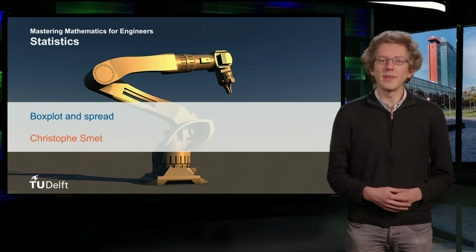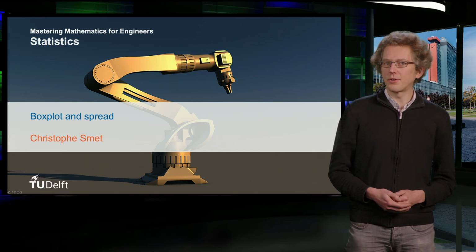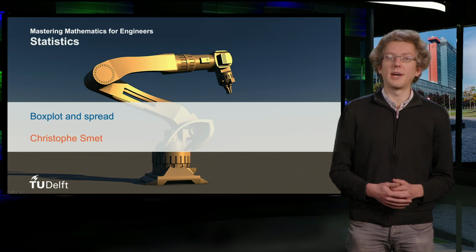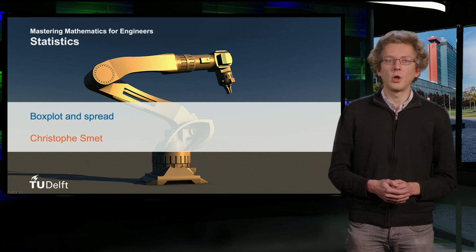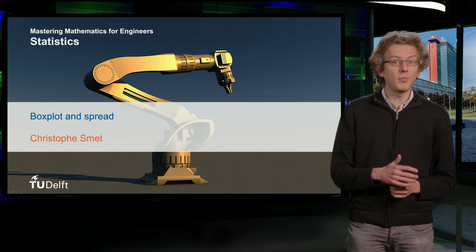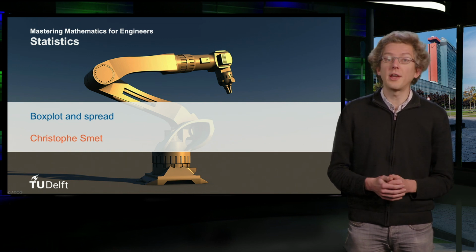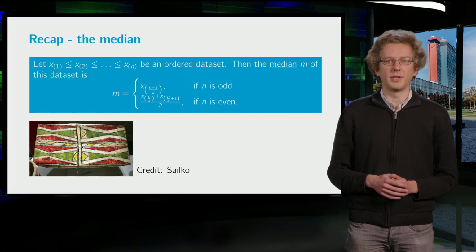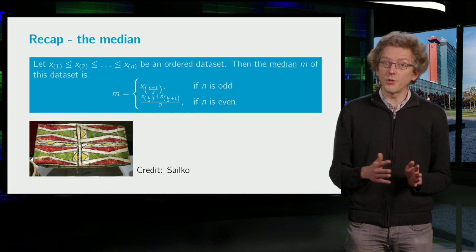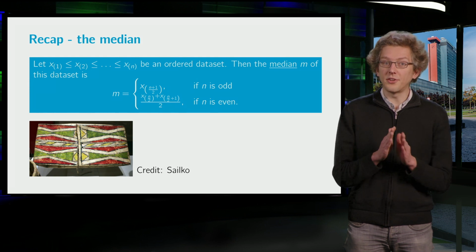Hi there! In the previous video you encountered some quantities that describe the dataset. Hence the name descriptive statistics. You've seen the minimum and maximum, the mean or average, and the median. Let us focus on this median for a bit. In an ordered dataset, the median is the central value.